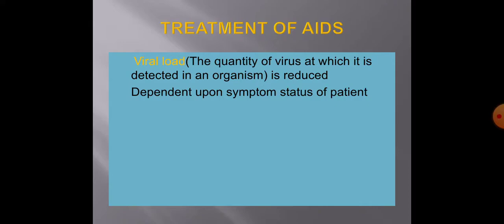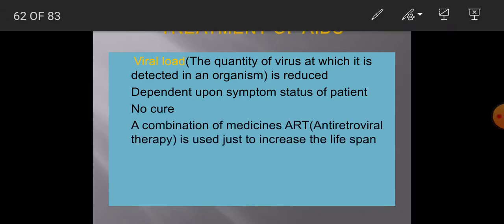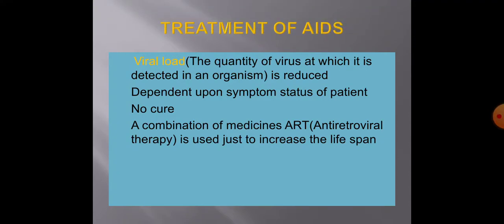The treatment depends upon the symptom status of the patient, whether it is a symptomatic carrier in the AIDS related complex stage or in the full blown AIDS stage. It also depends upon many other factors, like the CD4 count, the viral load, and the wishes of the patient. A combination of medicines called ART, antiretroviral therapy, is used just to increase the lifespan.